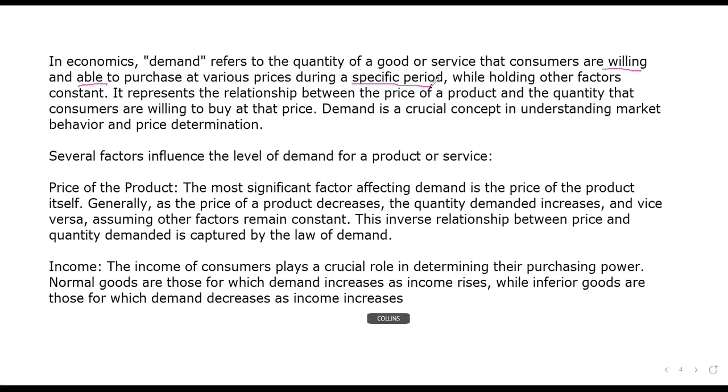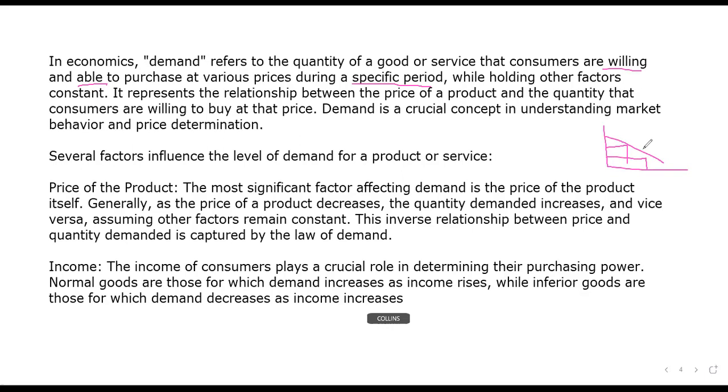So demand actually represents an inverse or a negative relationship that exists between the price and the quantity. We mean inverse because as one variable is going up, the other variable is going down. So when the price of a good goes up, obviously you buy less of that one, because that is how the law of demand stipulates. So demand is very critical in us understanding the market behaviors and also determining price, as well as elasticity.